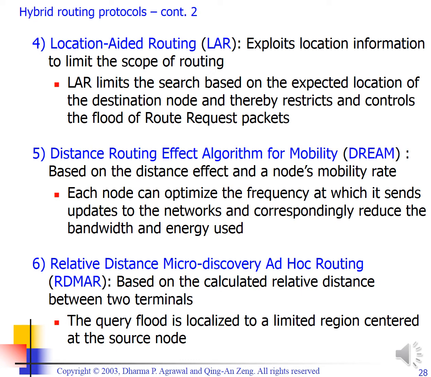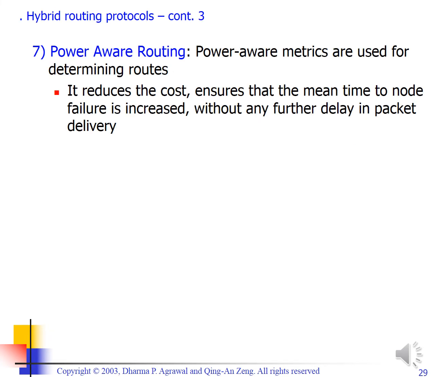Distance Routing Effect Algorithm for Mobility (DREAM). Based on the distance effect and a node's mobility rate, each node can optimize the frequency at which the update takes place and correspondingly reduce the bandwidth and energy use. Based on the calculated relative distance between two terminals, the query flood is localized to a limited region centered on the source node.